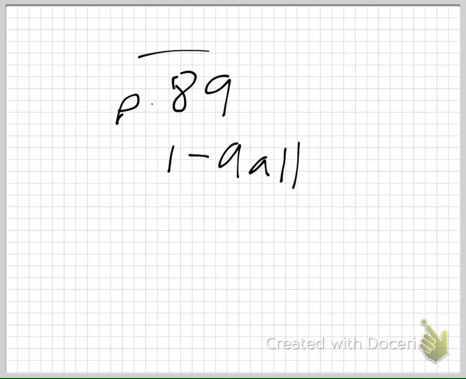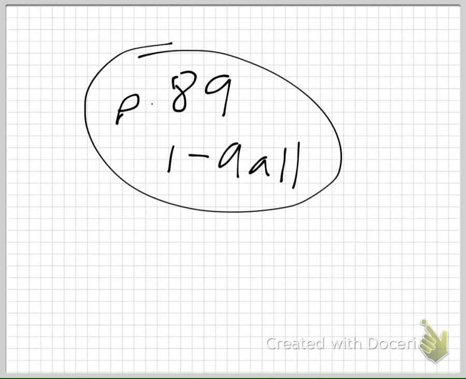I am going to have you do 1 through 9 all. That's it on page 89. 1 through 9 all. What do you think the most important part about this whole assignment is? That you show your work my way. Each one that you do, you have to show your work my way.